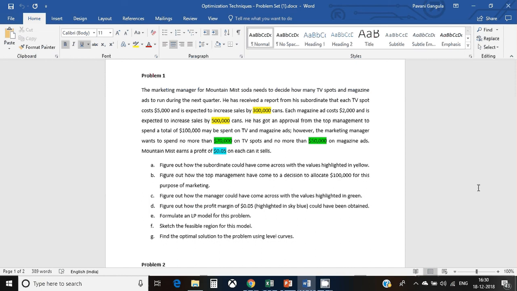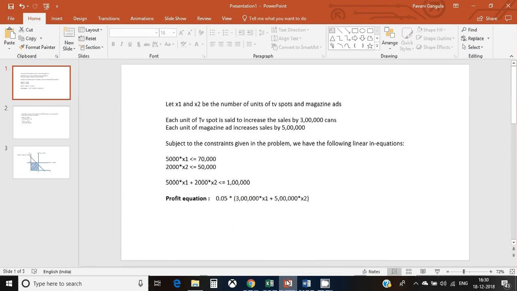If we assume x1 to be the number of units of TV spots and x2 to be the number of units of magazine ads, we can write the constraints as shown below. Each unit of TV spot is set to increase the sales by 3 lakh cans. Each unit of magazine ad increases sales by 5 lakh cans.